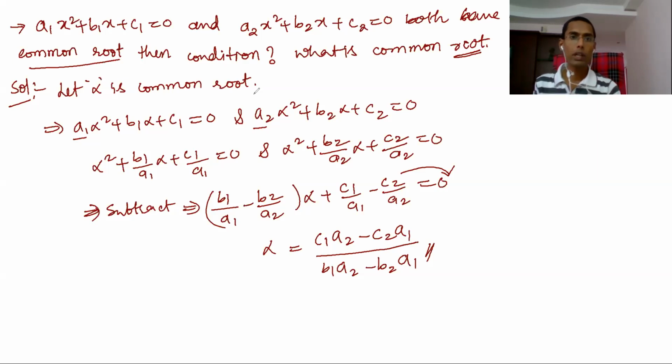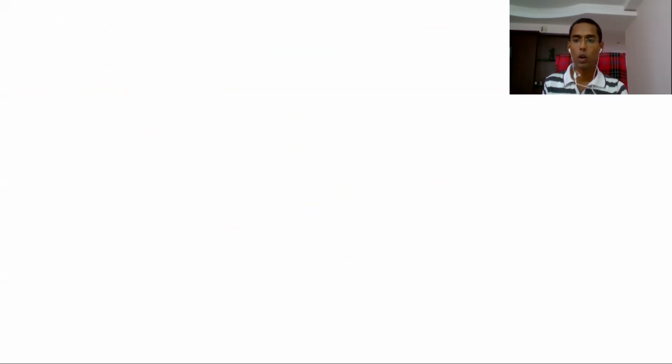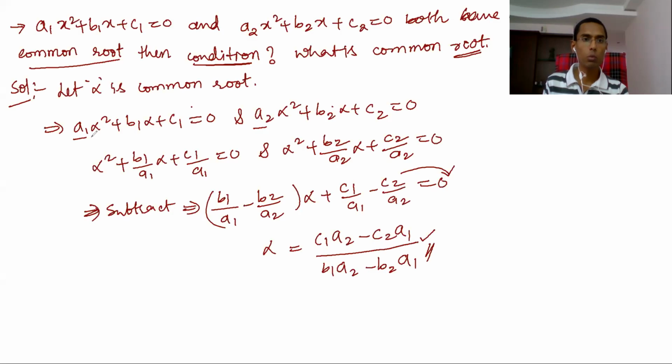So now how do you get the condition? Like the previous example I discussed, if you substitute this common root in this equation or in this equation, you will get a condition. But I am going to explain the condition in another very easy form. How do you solve linear equations in two variables? This is x, this is y: a1 x plus b1 y plus c1, a2 x plus b2 y plus c2.